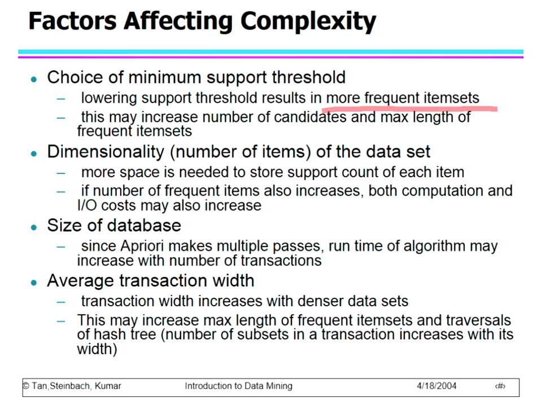And the fourth factor that affects the complexity is the average transaction width. Transaction width increases with denser data sets, and this may increase the max length of frequent item sets and traversals of the hash tree. So keep in mind that there are 4 factors affecting complexity: the choice of minimum support threshold, the dimensionality of the data set, the size of the database, and the average transaction width.